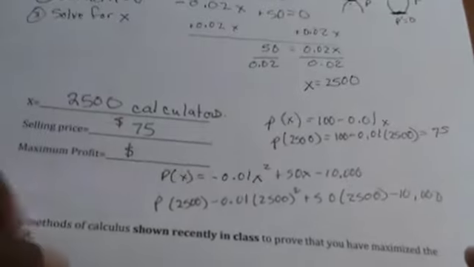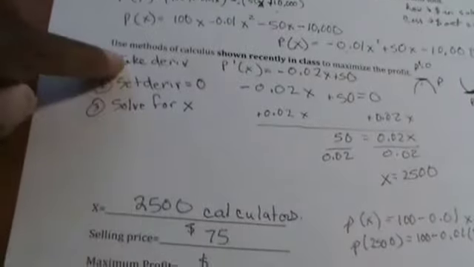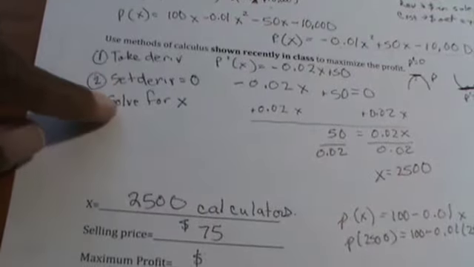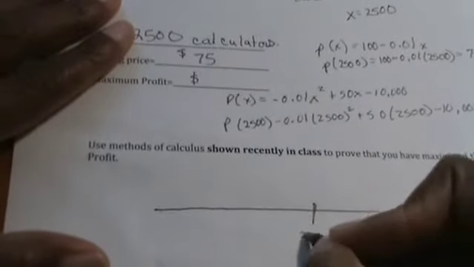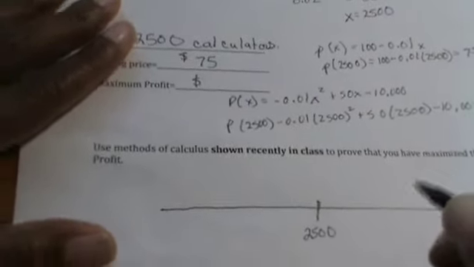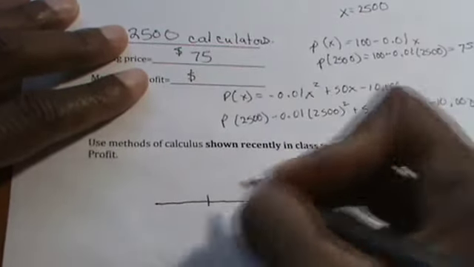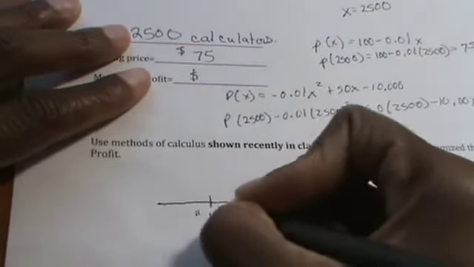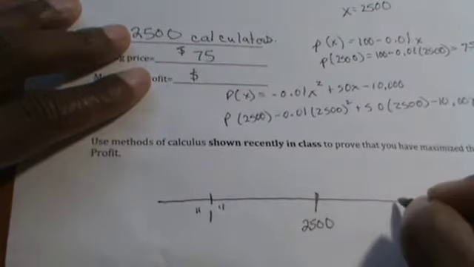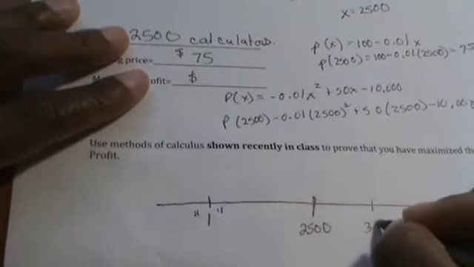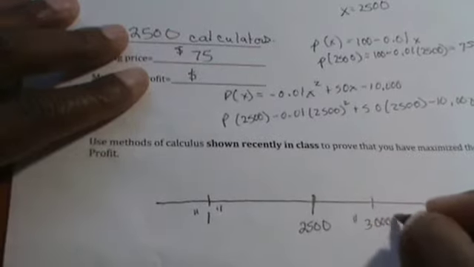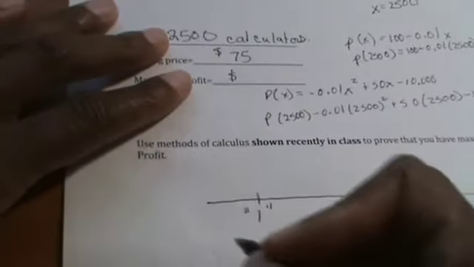You notice you have 3 numbers now that you could consider, but you're always going to put on your number line whatever came out when you did your derivative, set your derivative equal to 0 and solve for your variable. So notice that's 2,500. So down here, I want to do 2,500. Make sure you use reasonable numbers on your number line. Let's see, you could do 1. Don't do a negative number because you can't have negative calculators. And here, 3,000.